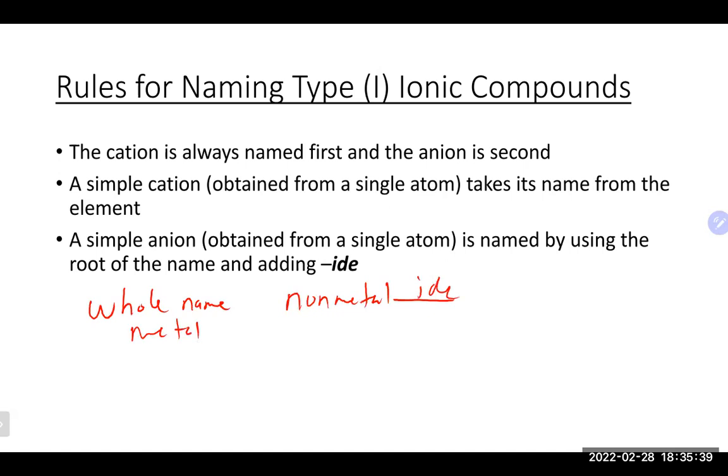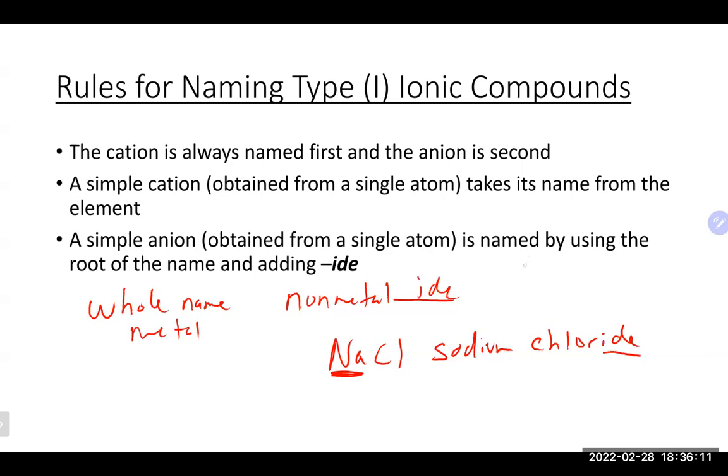So for example, when we look at NaCl, sodium is a metal, Cl is a non-metal. All I need to do is look at this guy and I see sodium. I go to the periodic table, I see it is group 1, which means it's a type 1 metal, which means I don't need to look any further at this point. All I need to do is use the whole name for the metal, which would be sodium, and the chlorine becomes chloride, IDE at the end of it.